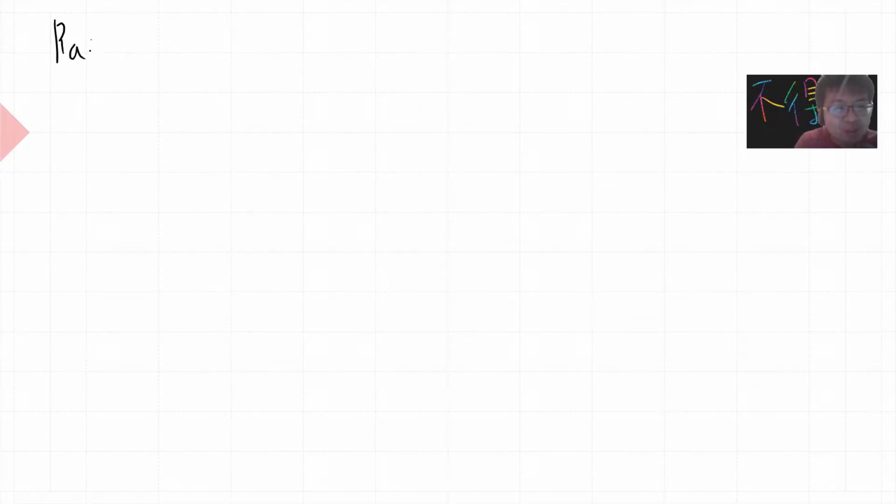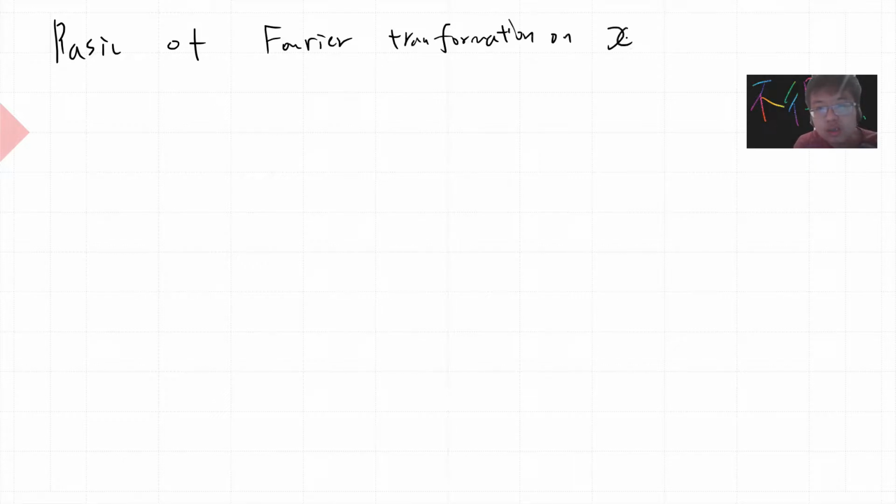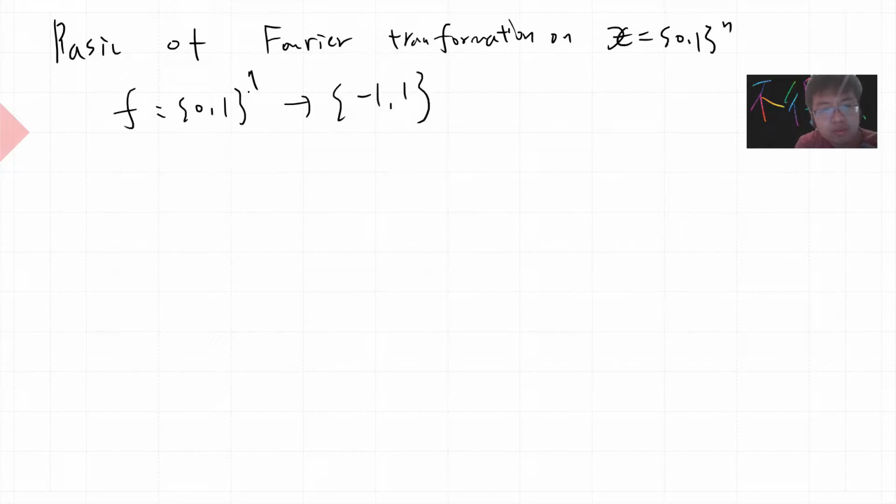Okay, so let me create some basics of Fourier transformation on Boolean functions. So let's say this is {0,1}^n, so your function is considered to be on this. {0,1}^n is 0, 1 bits with length n. And if you are crazy enough, you can say this is Z_2^n. So this is actually a Boolean group.